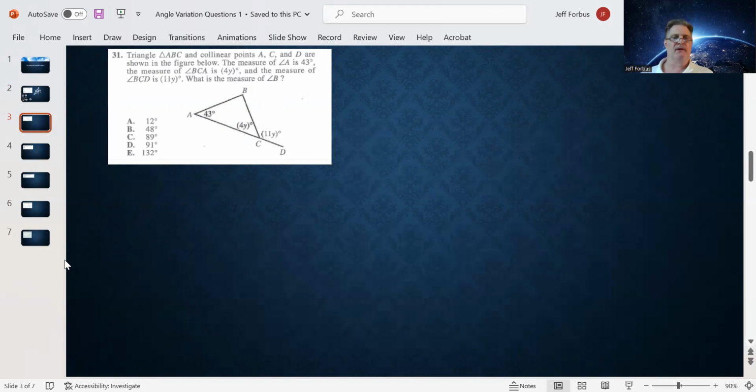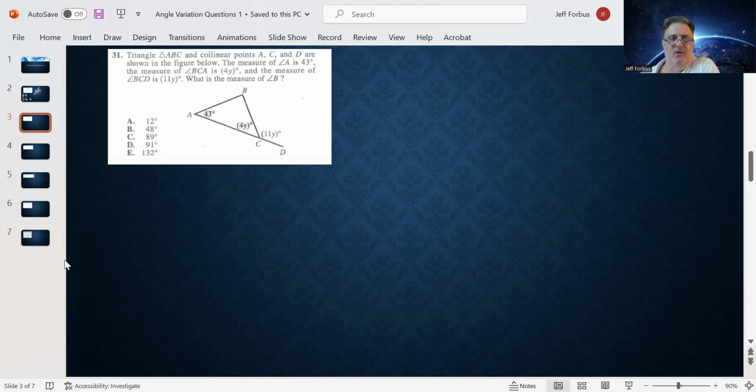So triangle ABC and collinear points A, C, D are shown in the figure below. The measure of angle A is 43 degrees. The measure of angle BCA is 4y degrees. And the measure of BCD is 11y degrees. What is the measure of angle B?